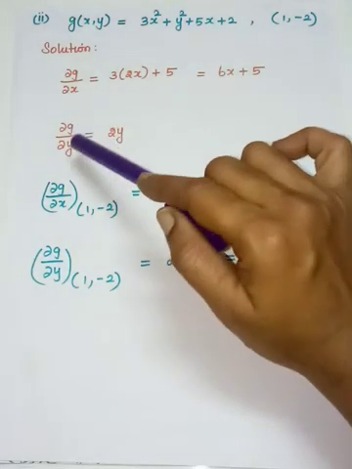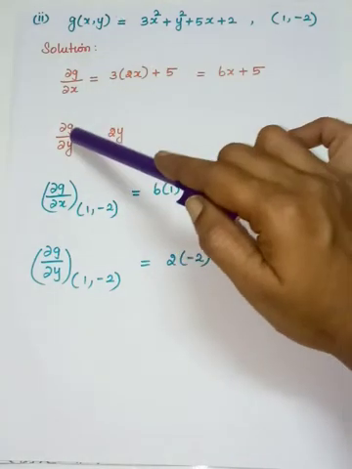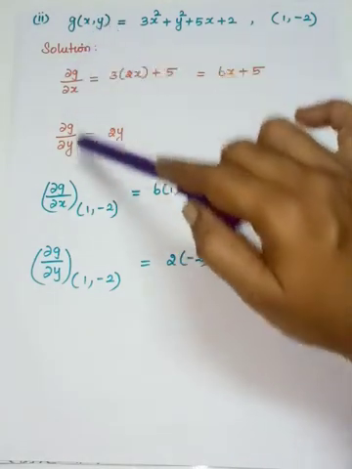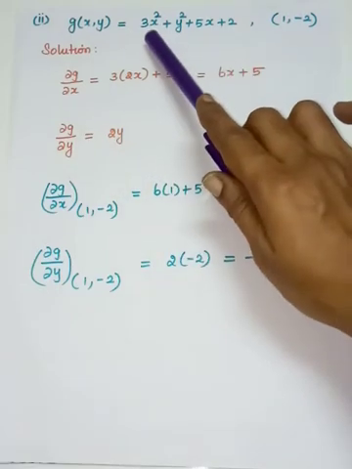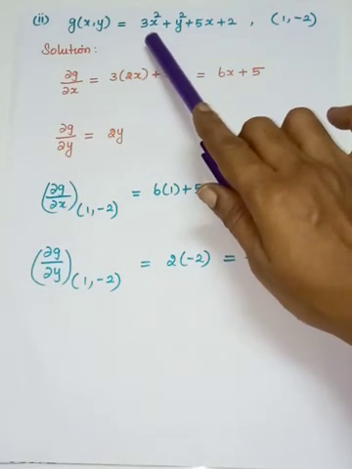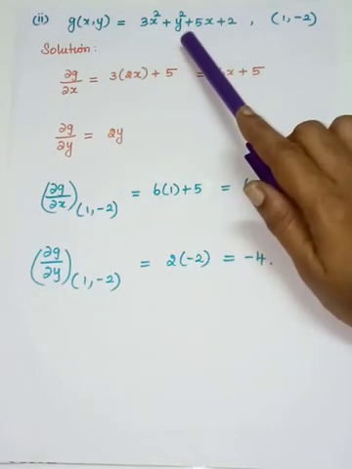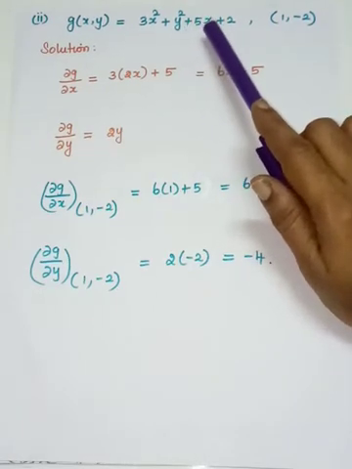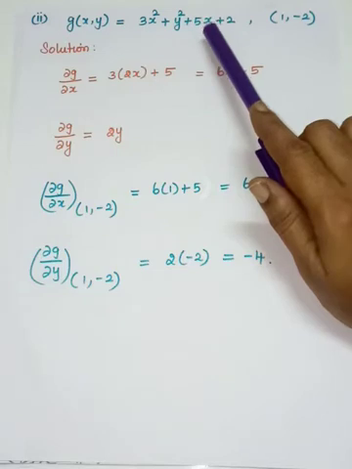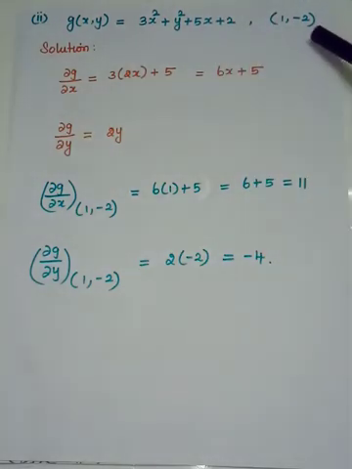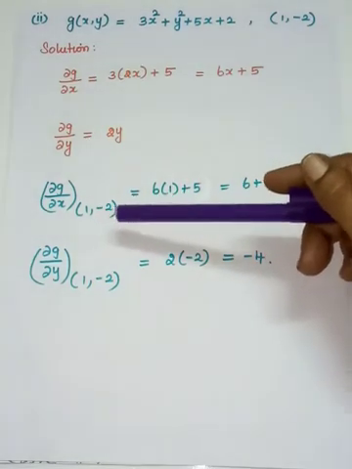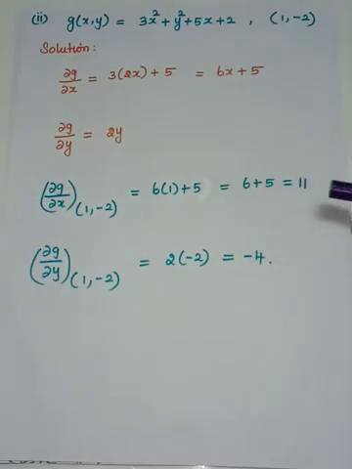And come to ∂g/∂y. You are going to differentiate g partially with respect to y. Okay, so this term is a constant, whose differentiation is 0. What is the differentiation of y squared? It is 2y. And 5x is a constant, whose differentiation is 0, and plus 2 also 0. At the indicated points, 1 comma minus 2, you have to substitute. Your answer is 11 and minus 4.